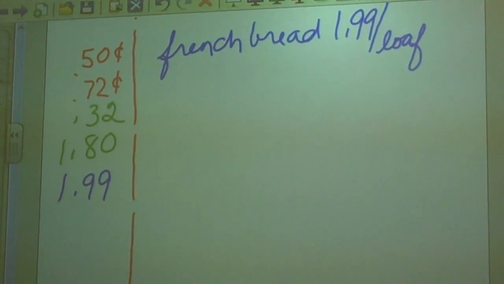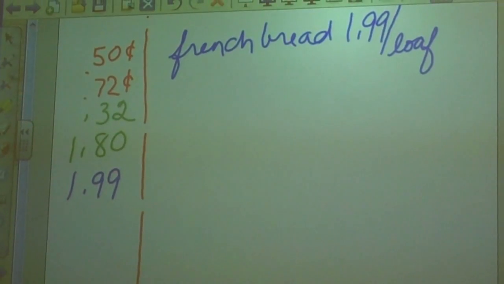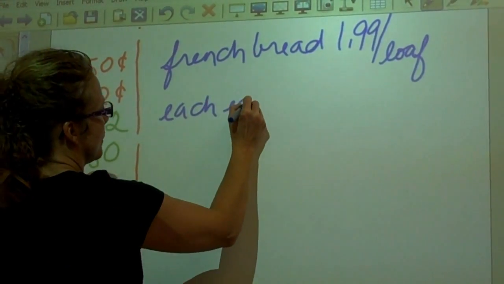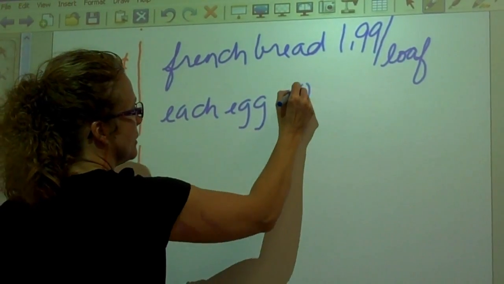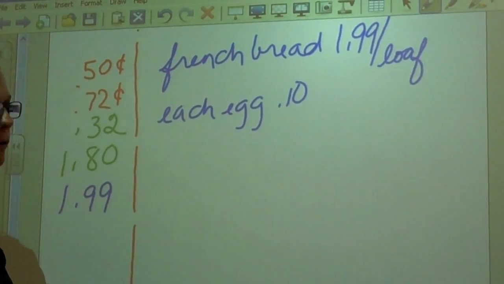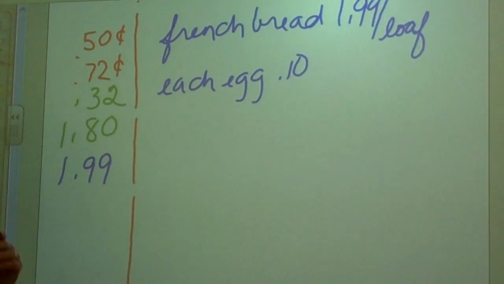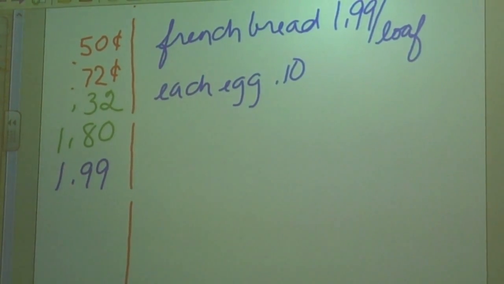Okay, the next ingredient is 7 eggs. So we know that each egg is 10 cents. So some of you can go, well, 7 times 10 is 70 cents. Great, it's good if your brain works like that. Add your 70 cents to the list.